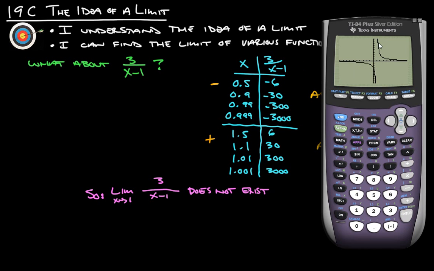So you can see as x approaches 1 right here, that's this line, x equals 1, then we know that it goes to positive infinity from the positive side, negative infinity from the negative side. So this does not have a limit. It is not going towards the same number. Okay?